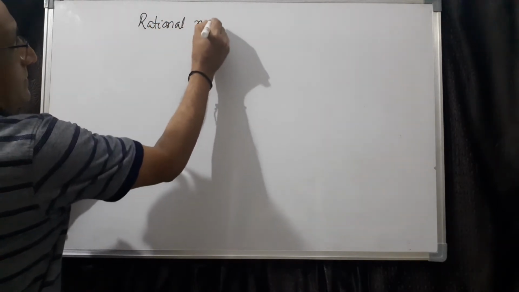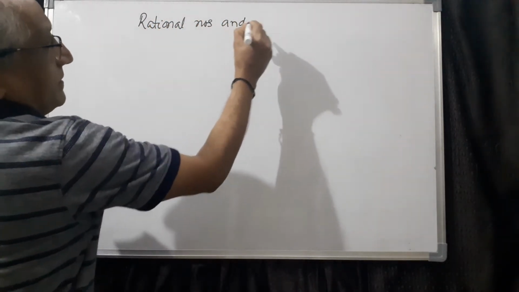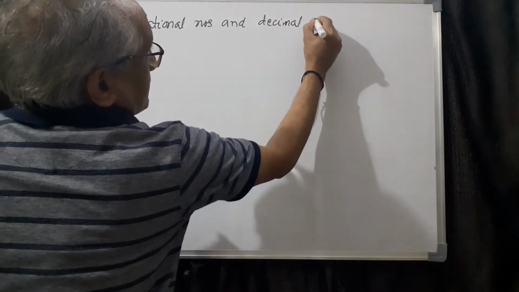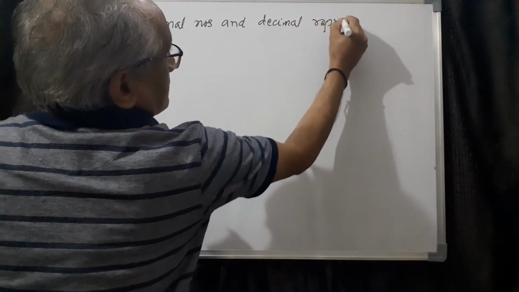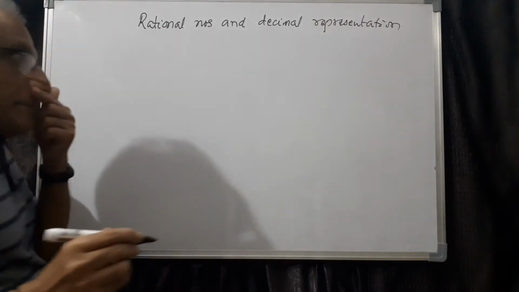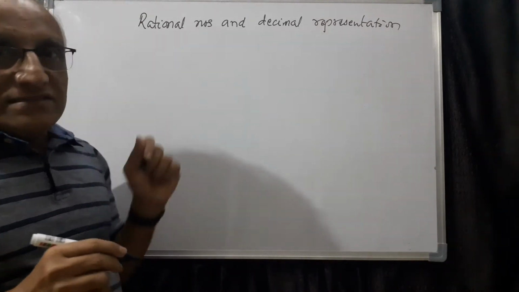rational numbers and decimal expression, decimal representation. So this is the concept. In ninth standard you have studied this concept actually.